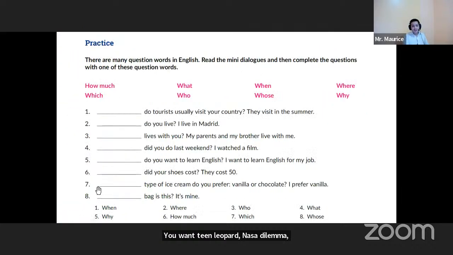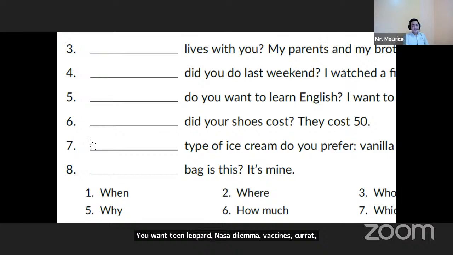Correct. Como la número 8. Whose bag is this? ¿De quién es esta maleta? Oh, it's mía. It's mine. Whose. ¿De quién?